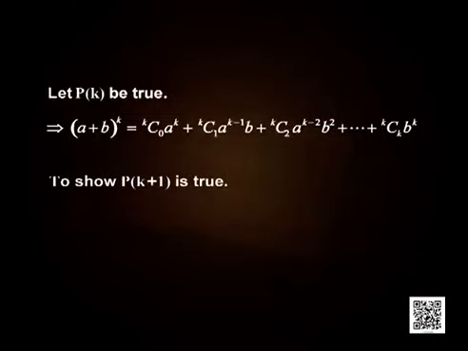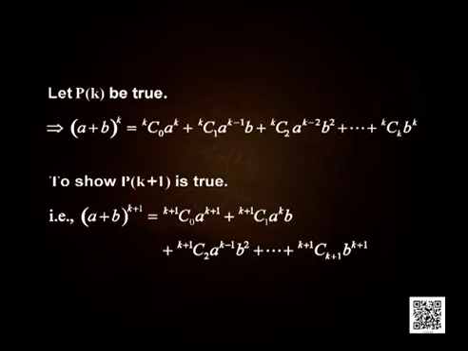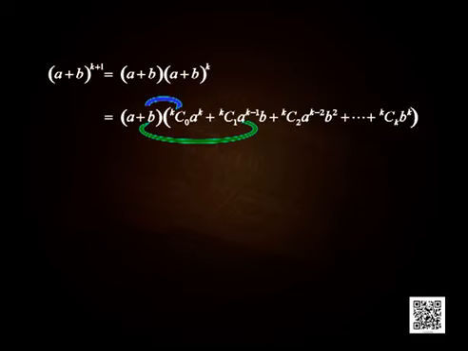That is, I want to show that (a plus b) when raised to the power k plus 1 must give me the same expansion when I replace n by k plus 1. So, to prove this, of course, I start by rewriting (a plus b) to the power k plus 1, and in this case it can be rewritten as (a plus b) times (a plus b) to the power k. This (a plus b) to the power k gets replaced by the expansion that we had assumed, because our result was assumed to be true for k.